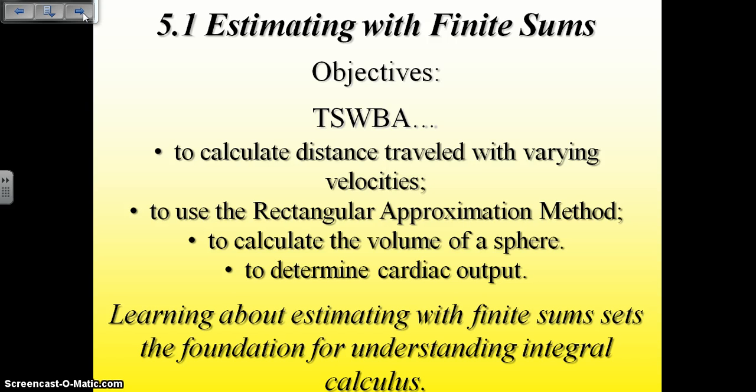Today our state standards, our objectives, will be to calculate the distance traveled with varying velocities. You know, we can all do distance traveled with a constant velocity, d equals rt, but what happens when it varies? Well, look at that. We'll talk about the RAM approach, rectangular approximation method. That's mainly a calculator method that you'll have to do when you get into class, but I will show you that when you get into class tomorrow. We'll also talk about how this approach can be used to calculate the volume of a sphere, and then we'll use a medical approach. We'll look at how this can be used to calculate cardiac output. Very, very significant that we get this down. This is the foundation for integral calculus. So let's begin.